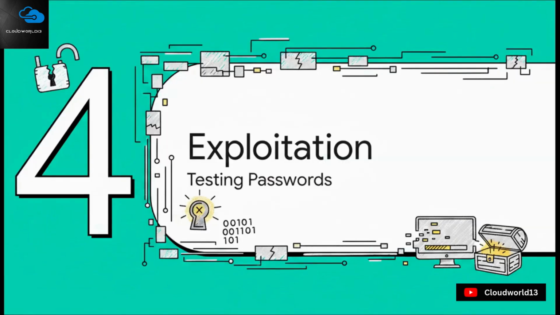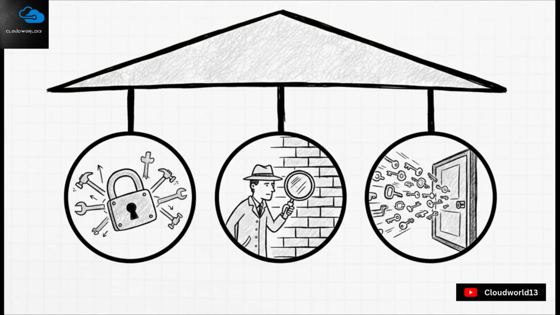All right, let's turn the dial up a bit. Phase 4, exploitation and credentials. Breaking in and testing the passwords. So let's see how all of this builds into actual exploitation. We're testing the true robustness of a system's digital locks. Can they actually be broken?